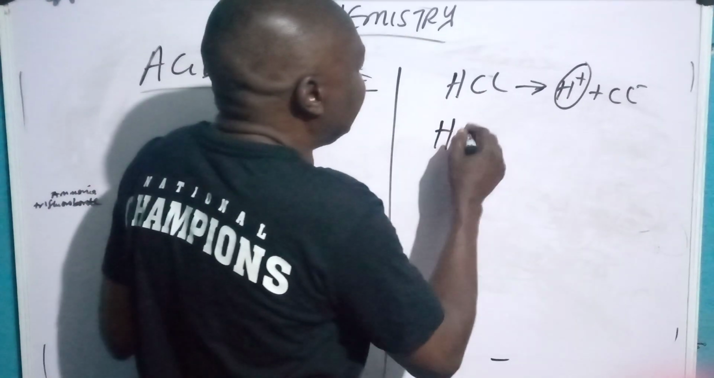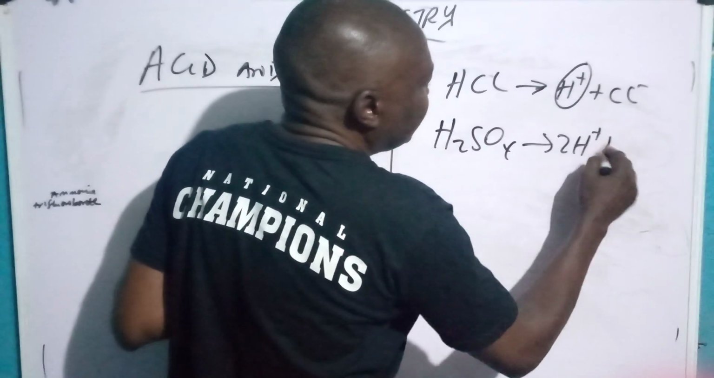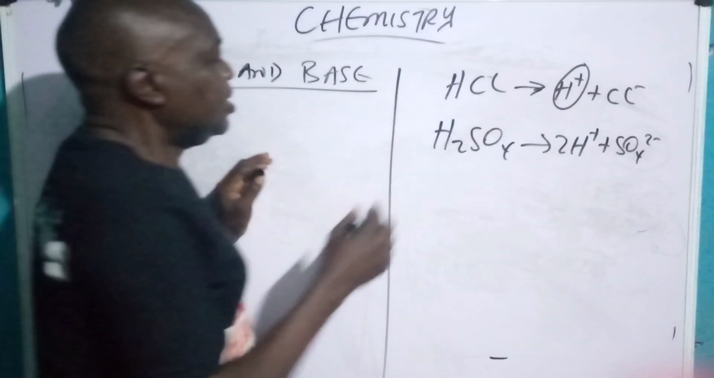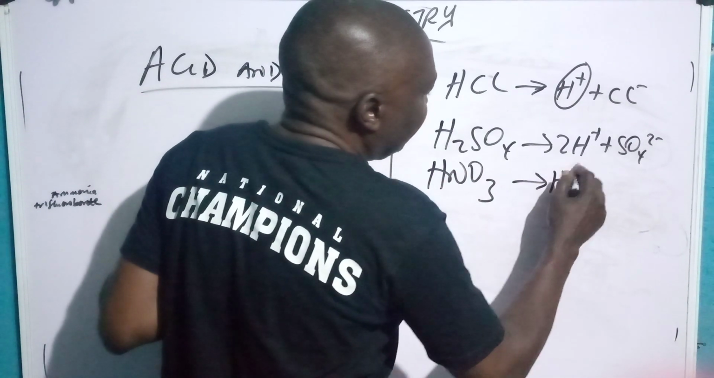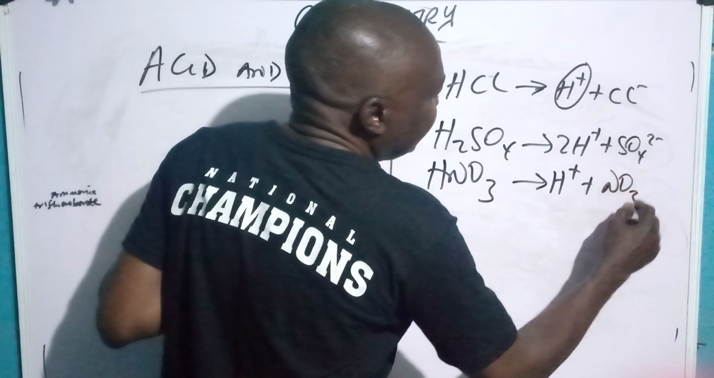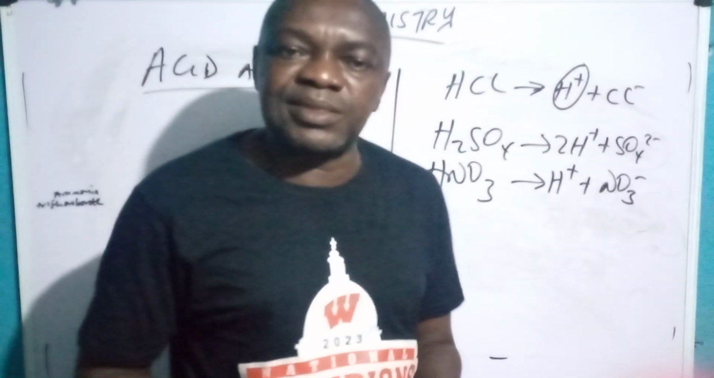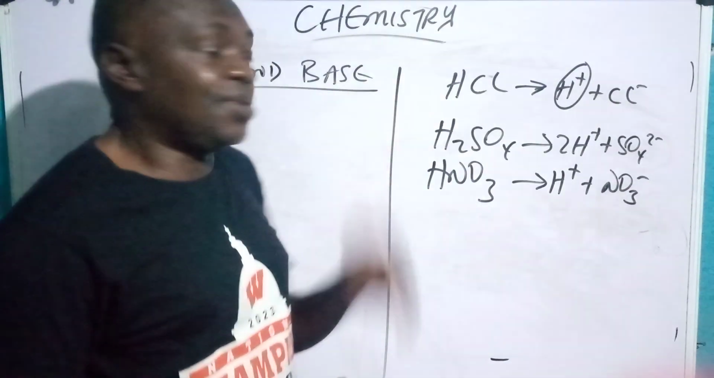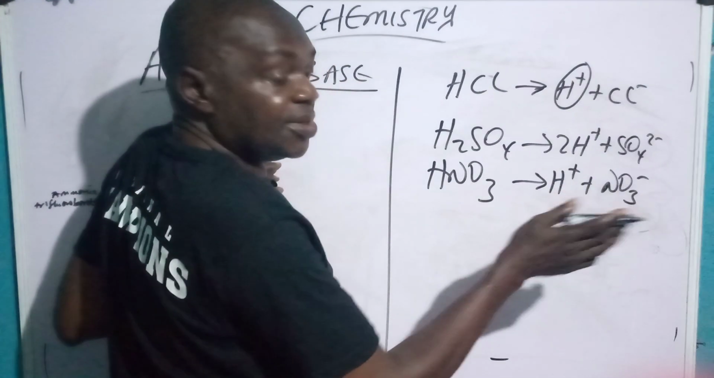We also have H2SO4, which gives 2H plus SO4 2 minus. This is another dissociation. You have HNO3, which will give you H plus NO3 minus. All these ones are known as mineral acids. They are inorganic acids and they are usually very strong, except if you dilute them, because they undergo complete dissociation.